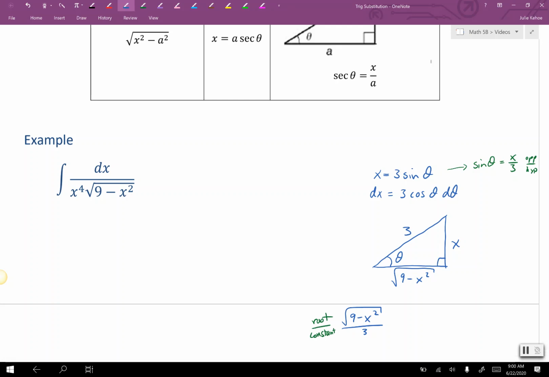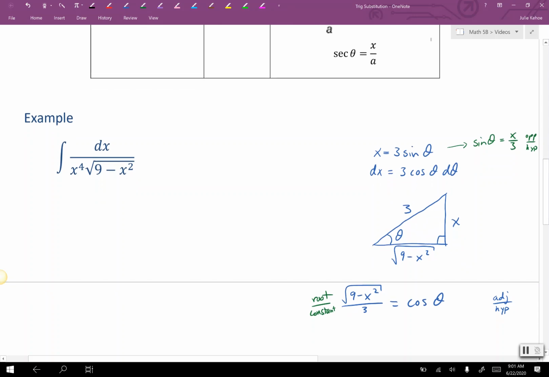And I'm going to use triangle definitions again. So the root over the constant here is the adjacent side, I'll abbreviate ADJ, over the hypotenuse. That is what I grabbed when I did the root over the constant. And well, the adjacent over the hypotenuse, that's the triangle definition of cosine. So this is equal to cosine theta. And so to figure out what the root is equal to in terms of theta, I just multiply the 3 over. And so I get the square root of 9 minus x squared is equal to 3 cosine theta.